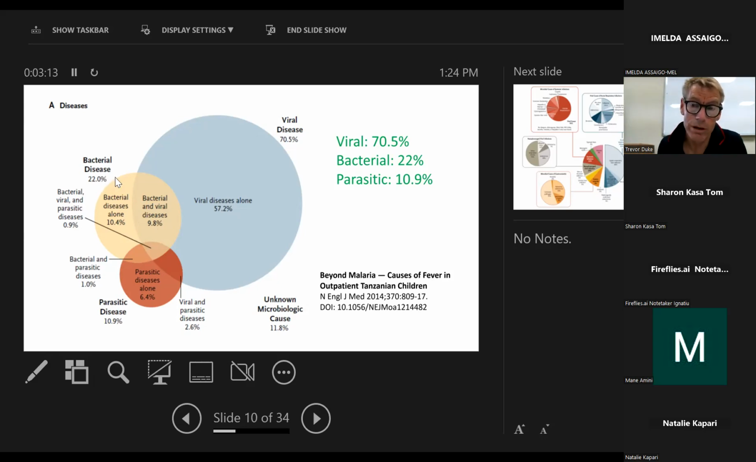So when we think about fever, we often think about bacterial infections or we think about malaria, but a lot of them are virus infections. We treat them with antibiotics, but many of them, you have to understand, are just viruses and they won't necessarily respond, right? So that's important and useful information.